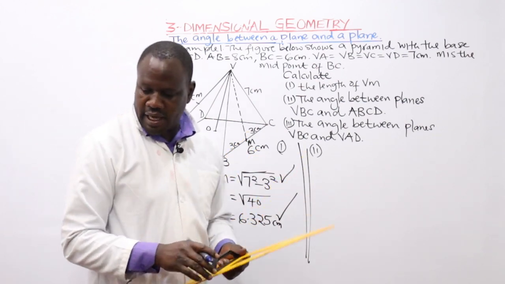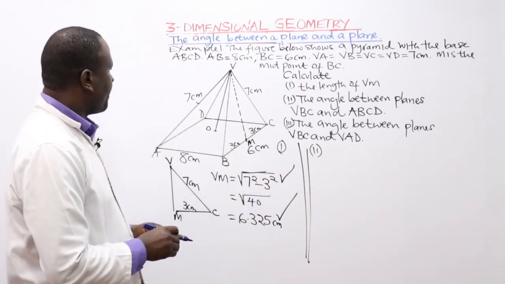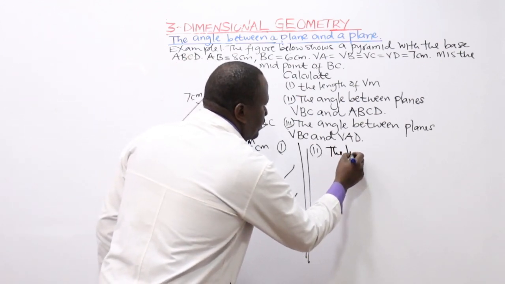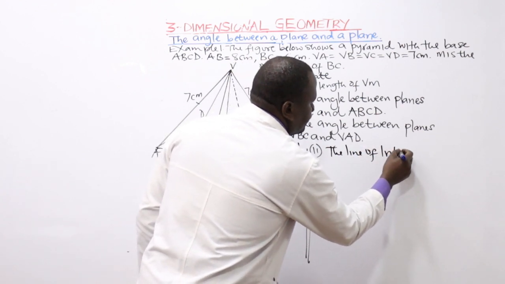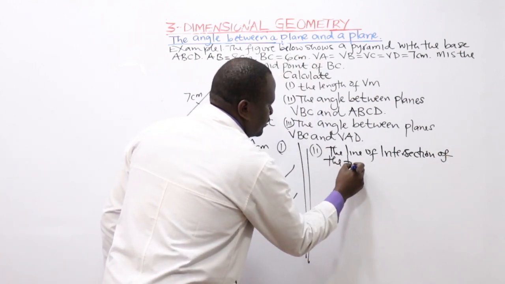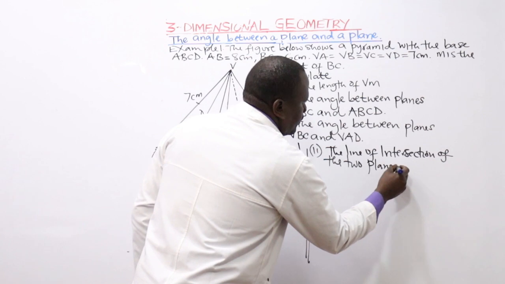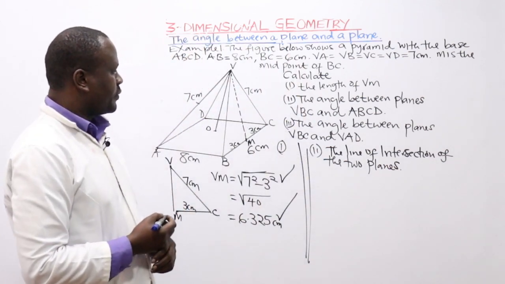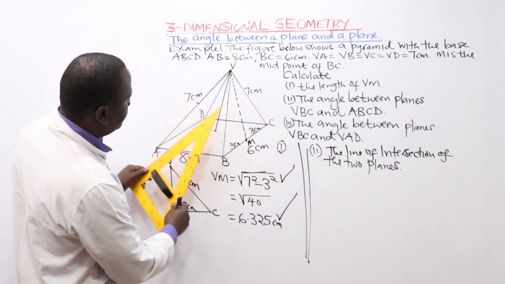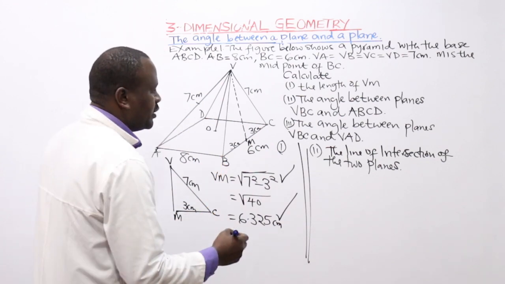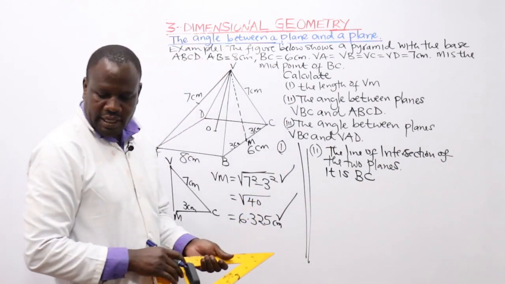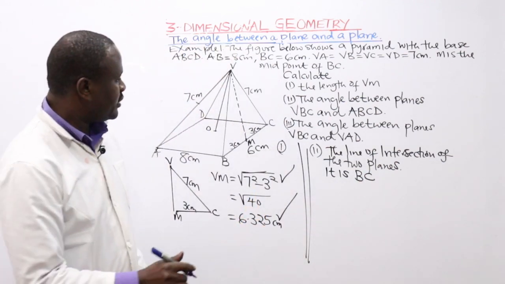So to get the angle, as before, we look for 1, the line of intersection of the two planes. What is the line where the two planes intersect? This plane and the base. Obviously, it is BC. That is the edge where the two intersect.